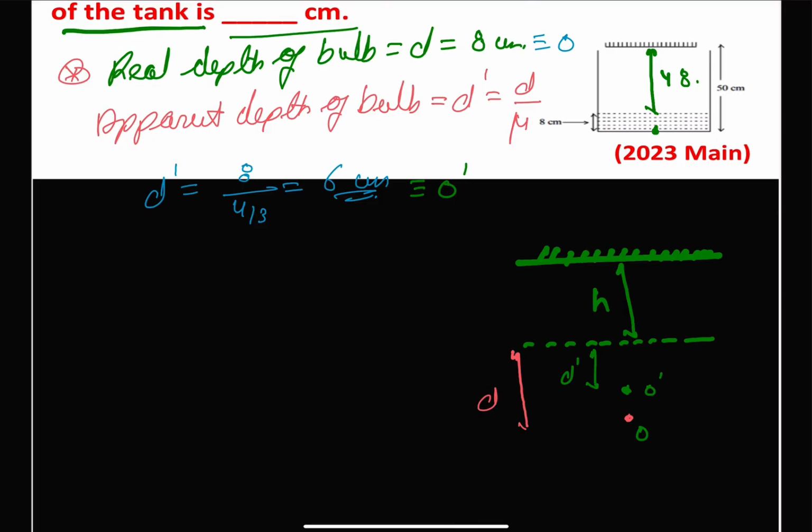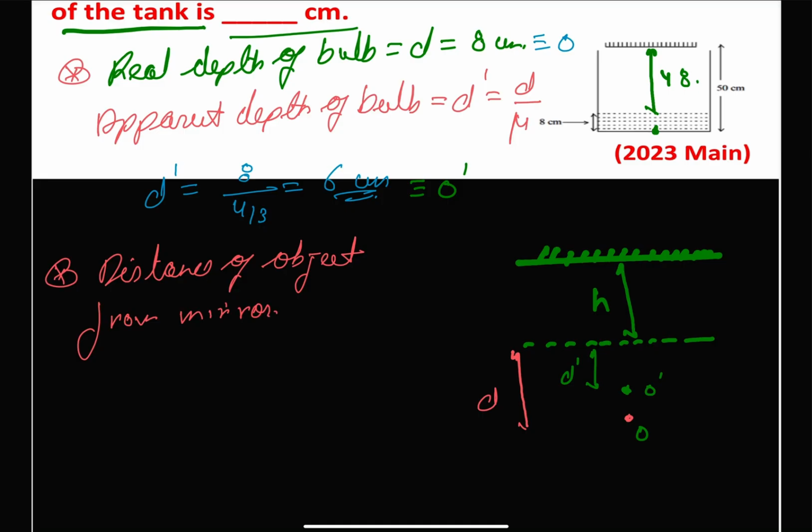So we can say the distance of the object from the mirror will be H plus D prime. For the sake of convenience, let us call this particular point A. So this total distance will be H plus D prime. So we can say this will be AO prime, and that will be equal to H plus D prime.